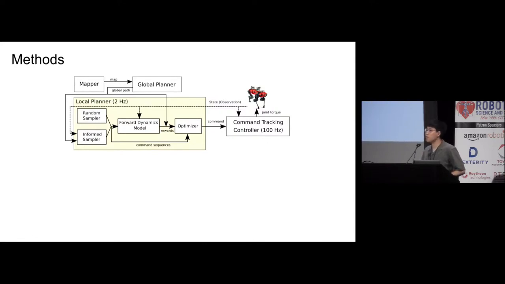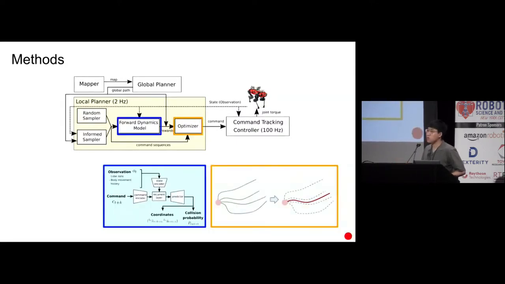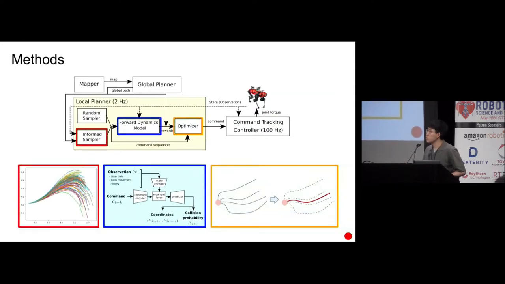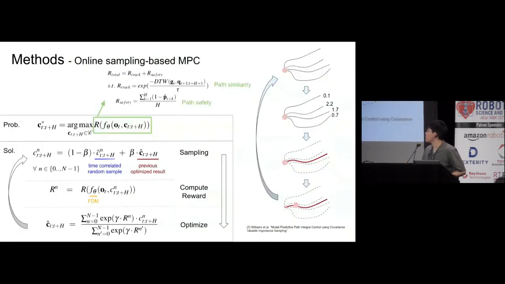The planner is composed of 3 modules: a forward dynamics model, an online sampling-based model predictive controller, and an informed trajectory sampler. Forward dynamics model is a deep neural network that predicts future base coordinates and collision probabilities given the current LiDAR observation and the future velocity command trajectories. The model is trained with a self-supervised learning framework that repeats random environment generation, data collection, and model training.